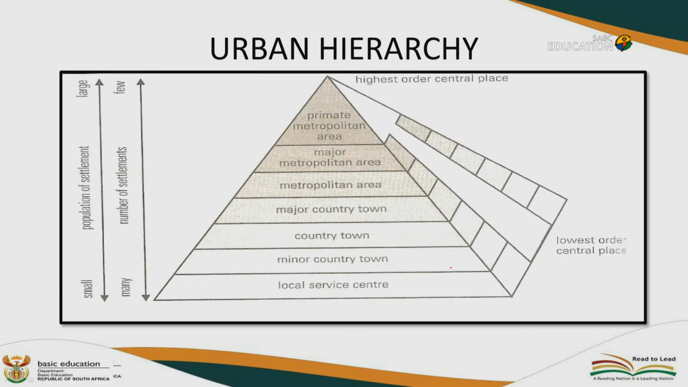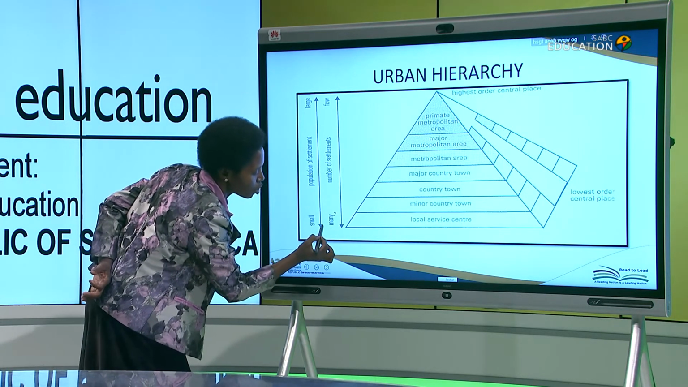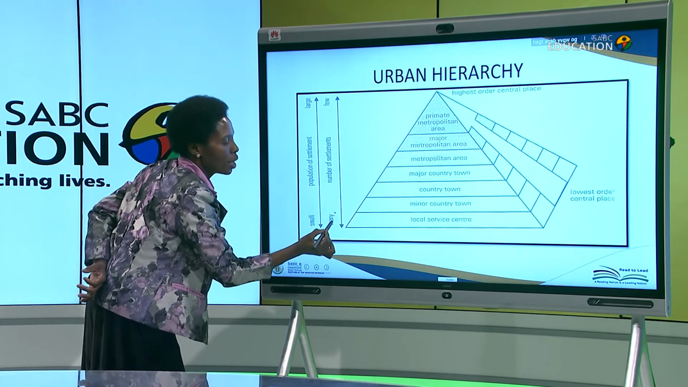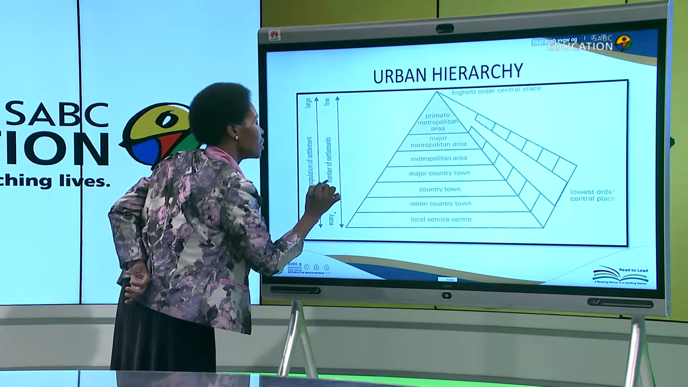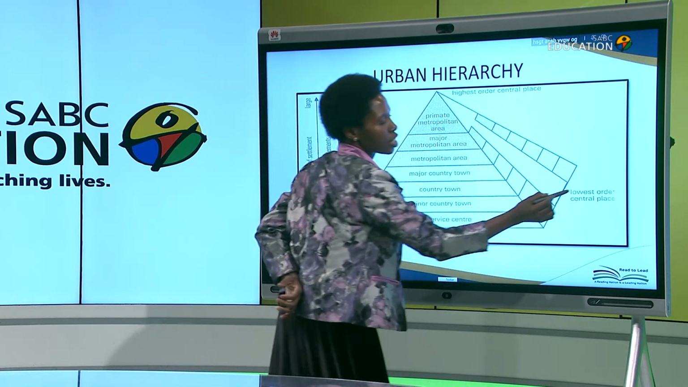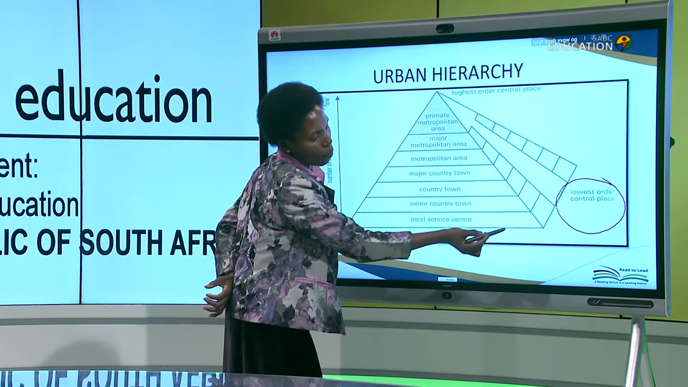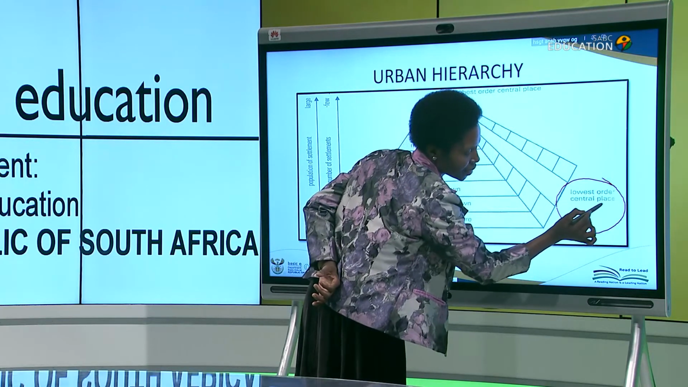Let us look at this pyramid here that is showing us what we're explaining. When we look at this side, we have a small population at the bottom of the pyramid, and then the population of the settlement is large this side, we've already talked about it. At the bottom we've got few people but many settlements, and the number of settlements is few up there. This is what you need to take note of. What is it that we have at the bottom of the pyramid? We've got low order central places.